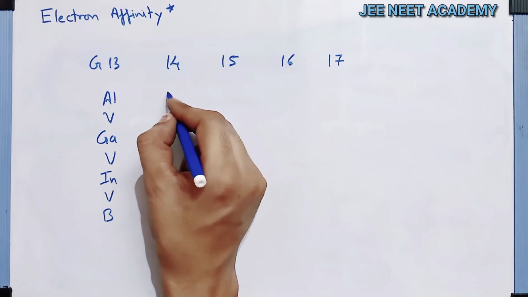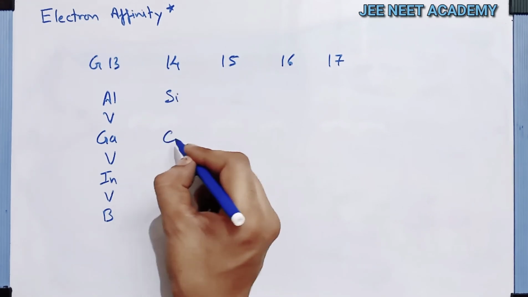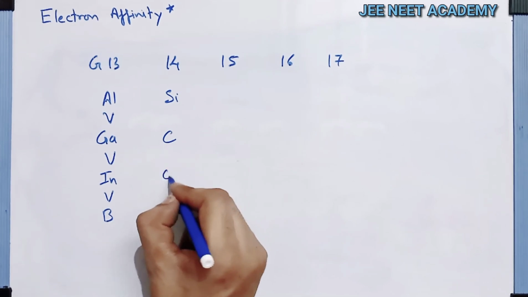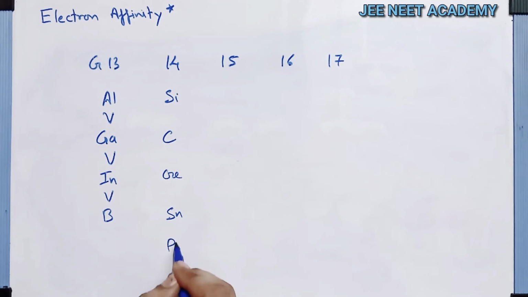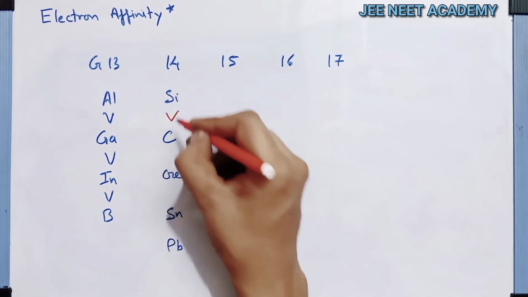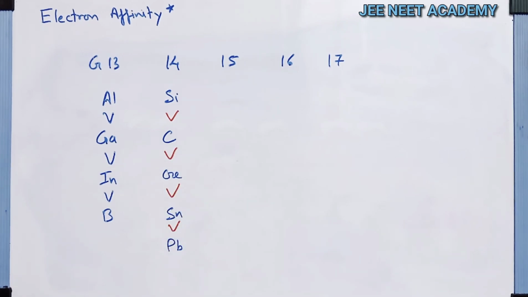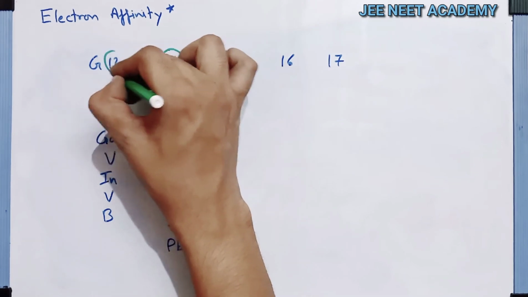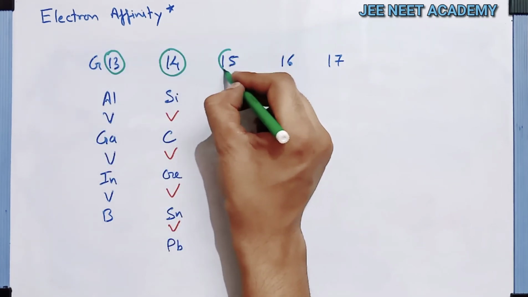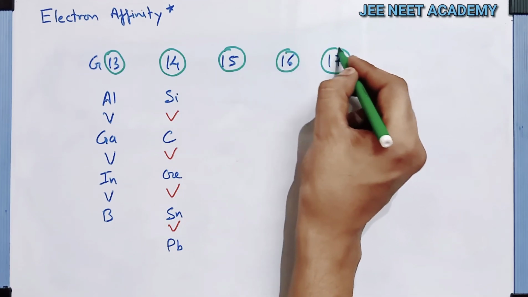For the 14th group: silicon, carbon, germanium, Sn and lead. This will be the order for the 14th group. This is for the 13th group. This is 15th, 16th and this is 17th.